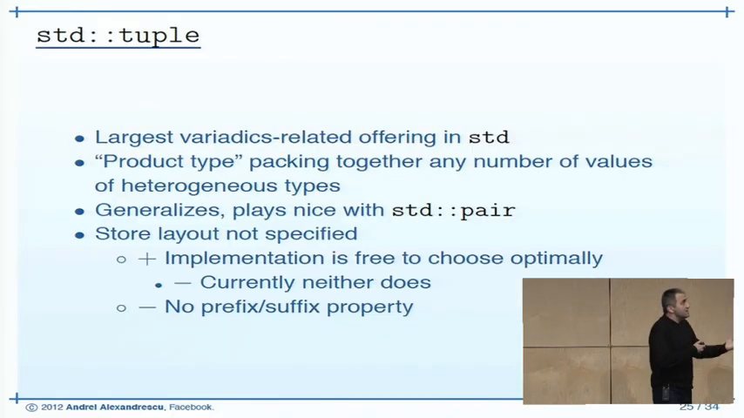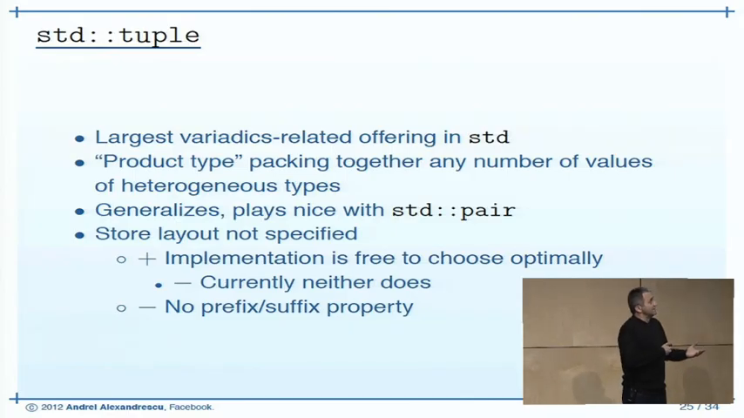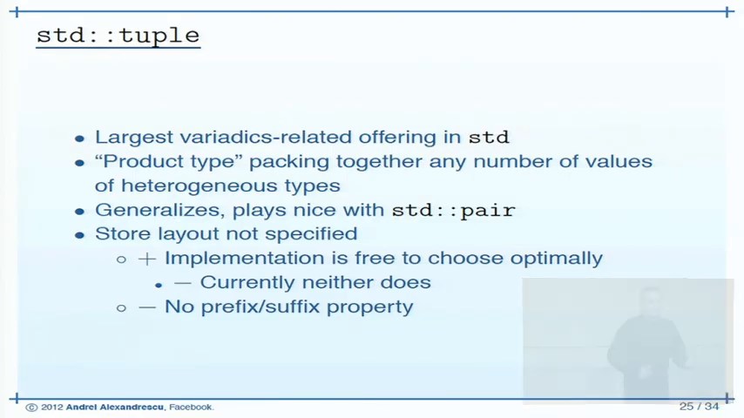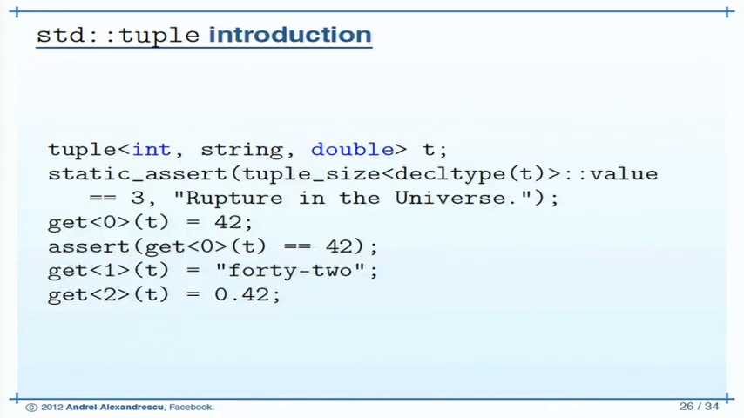Getting back to this, the issue here is that in tuple, store layout is not specified. So anybody can choose any layout. If you have a tuple of int, double, and string, you don't know where they go. They're going to be contiguous, but you don't know exactly where they go. And it turns out that everybody puts them in the wrong way.